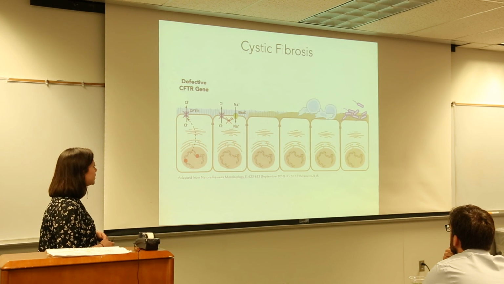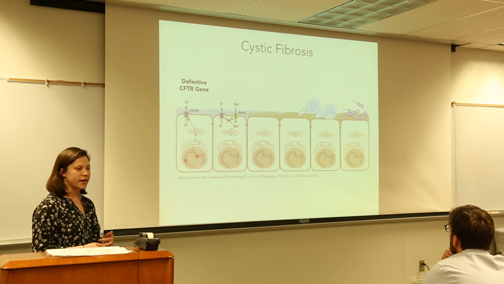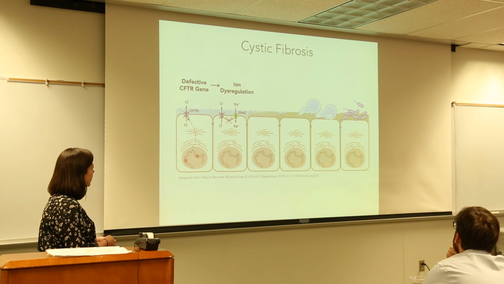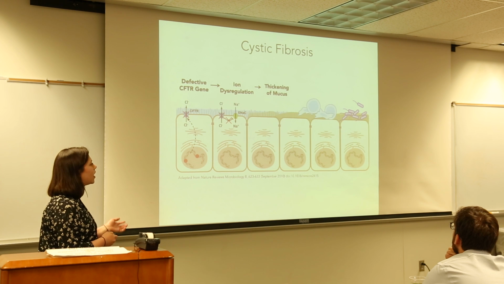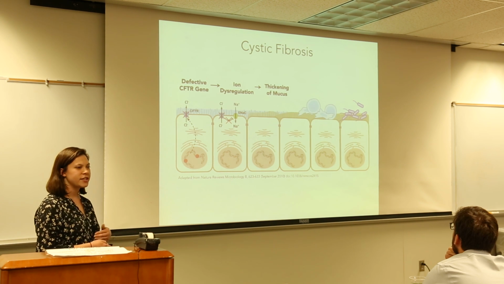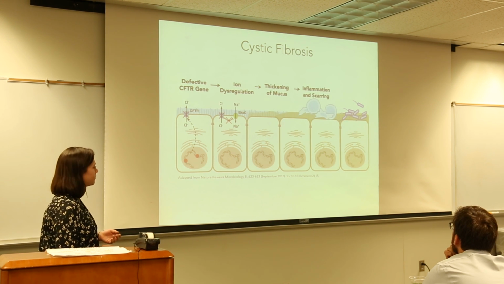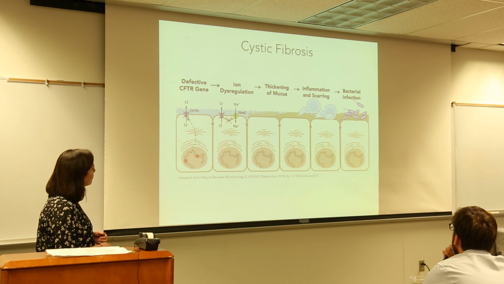So when you have a defect in these, you see symptoms throughout the body, but within the lungs, you see ion dysregulation, which leads to thickening of the mucus. This then leads to immune cell infiltration, inflammation, and scarring. And all of these things together result in really an ideal environment for bacterial infections.